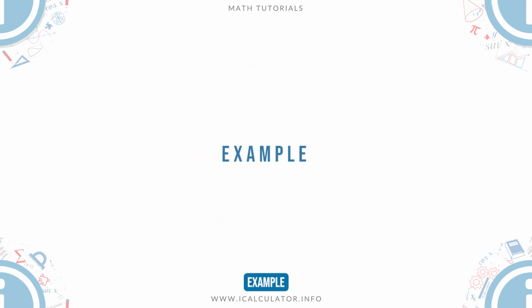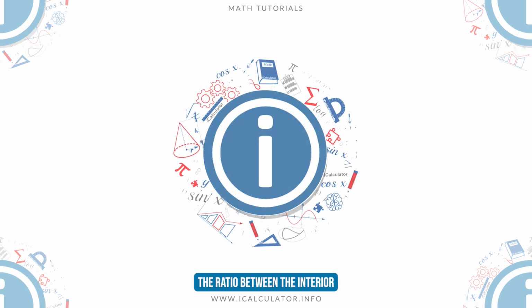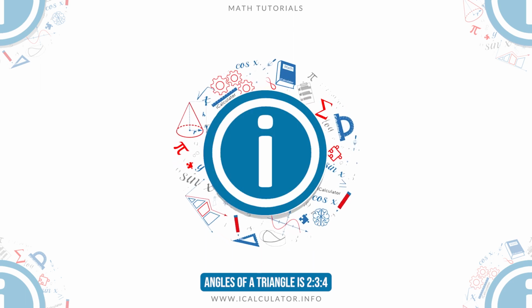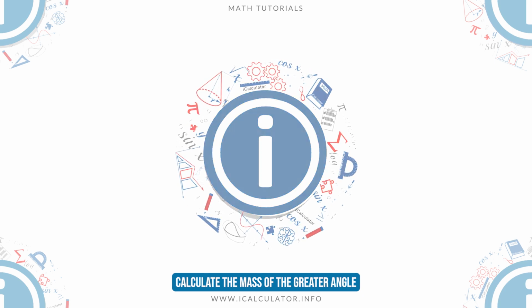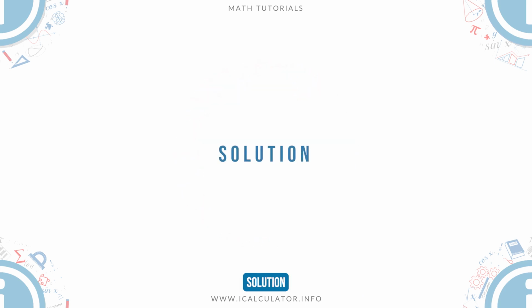Example. The ratio between the interior angles of a triangle is 2 to 3 to 4. Calculate the mass of the greater angle. Solution.